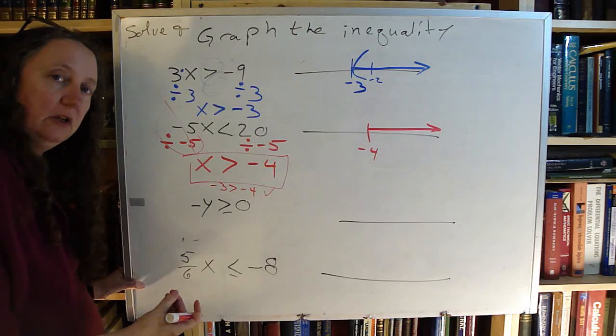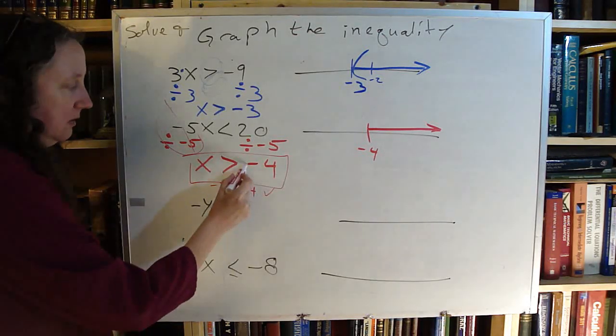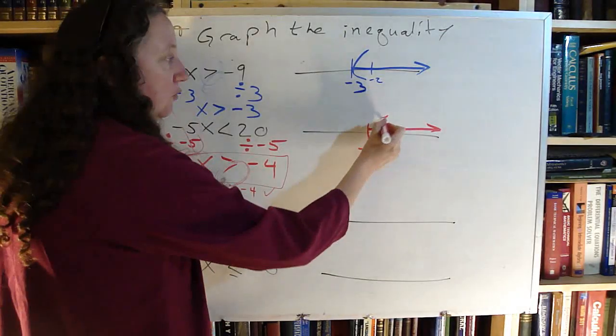Round parentheses or square brackets. No equal to part on there. So it's round.